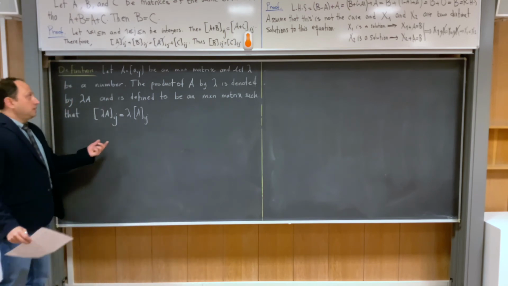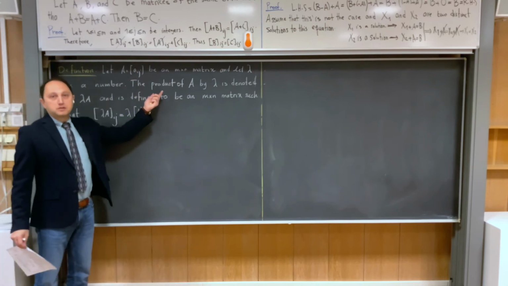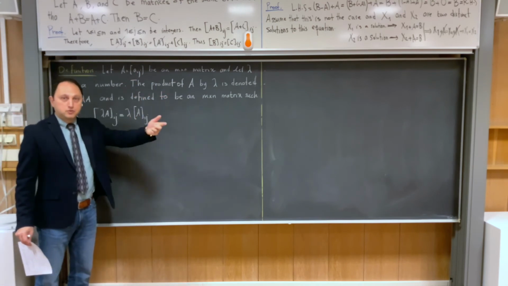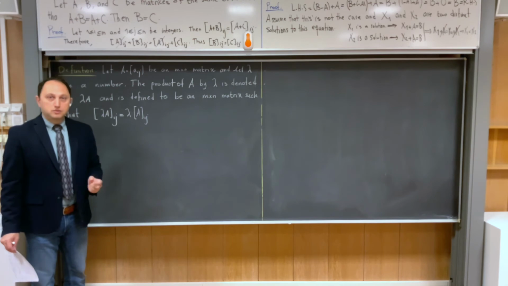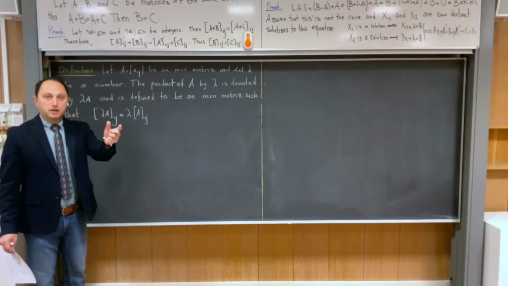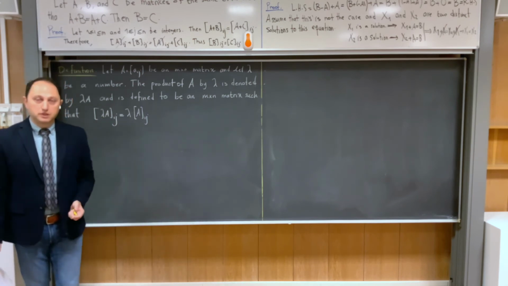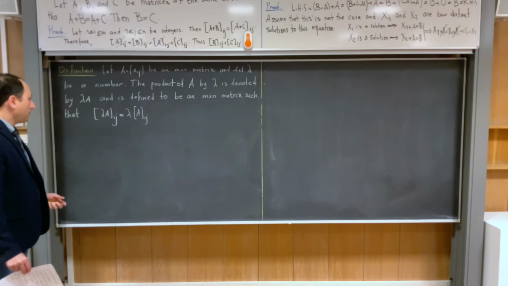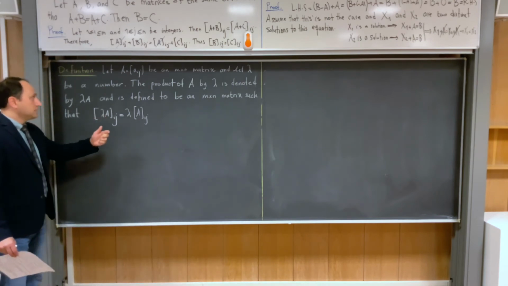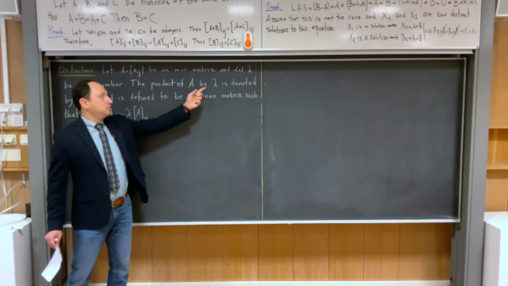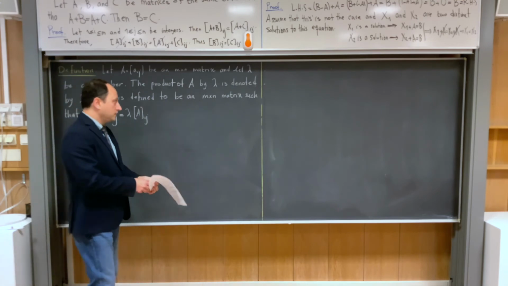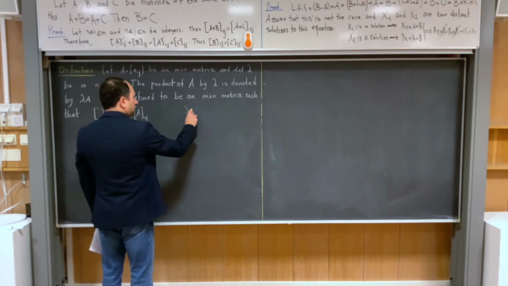So simply speaking, if you want to multiply a number to a matrix, what you need to do is take that number and multiply it on each entry. Yes? And then you get this new matrix. This multiplication of a number by a matrix is called scalar multiplication.